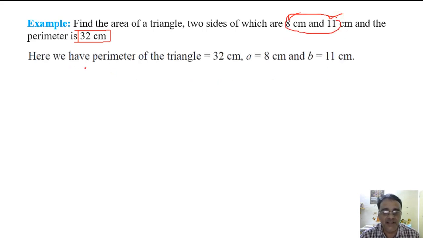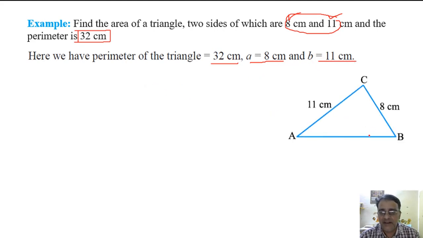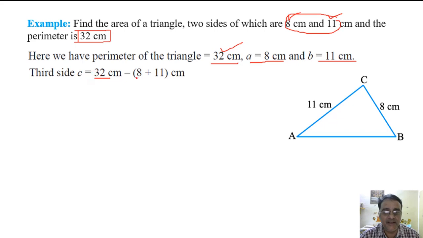So we'll start with, here we have perimeter 32 centimeter. We are going to take A as 8, B as 11, and we need to find C. And we know that A plus B plus C is equal to 32, right? And C will be 32 minus (8 plus 11). So what are we going to get? 32 minus 19, that is 13 centimeter. So we got C.